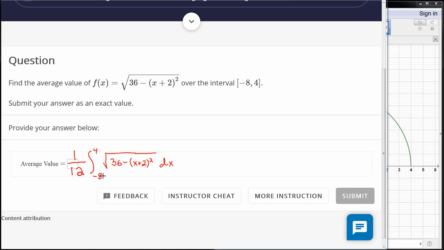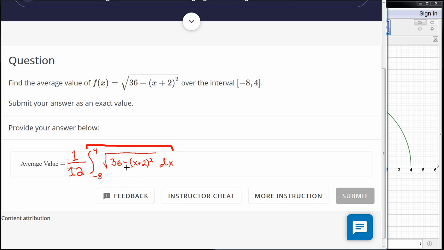And so the interval from -8 to 4 has a length of 12. So we've got the signed area, and then we divide by the length of the interval. So that's what the answer is. This is equivalent to the correct answer, but I think we can simplify this if we can figure out how to evaluate this definite integral.